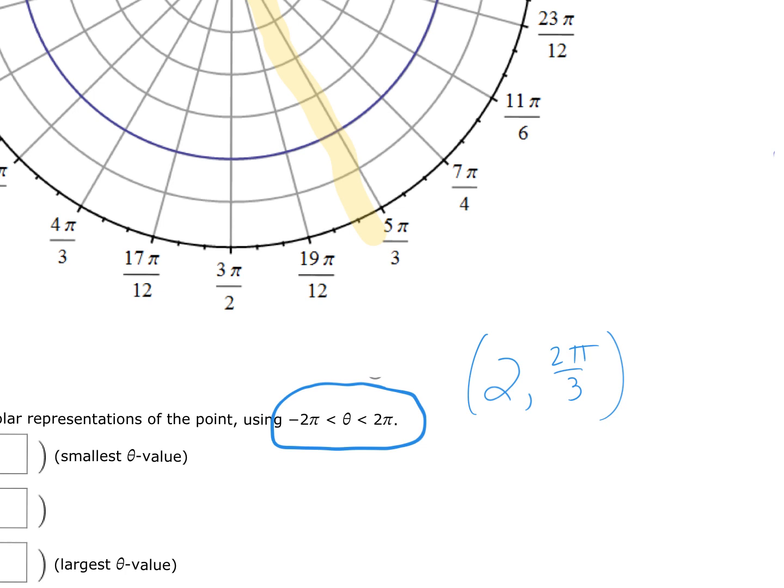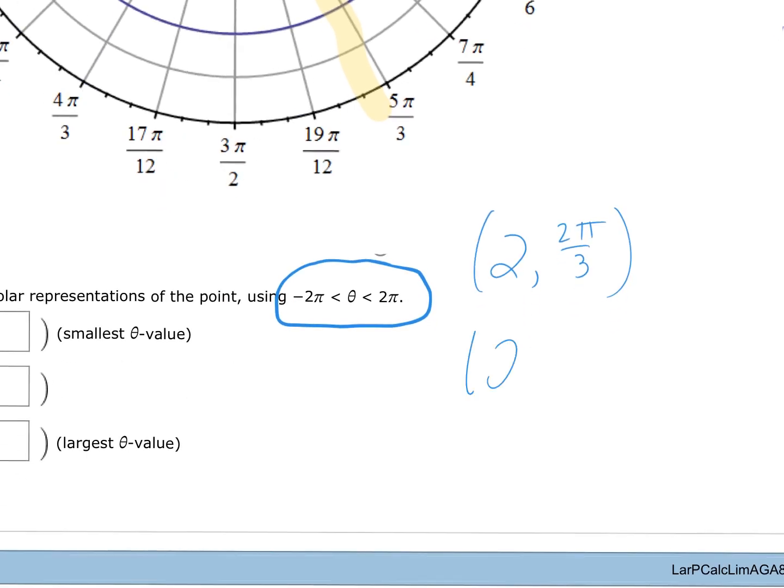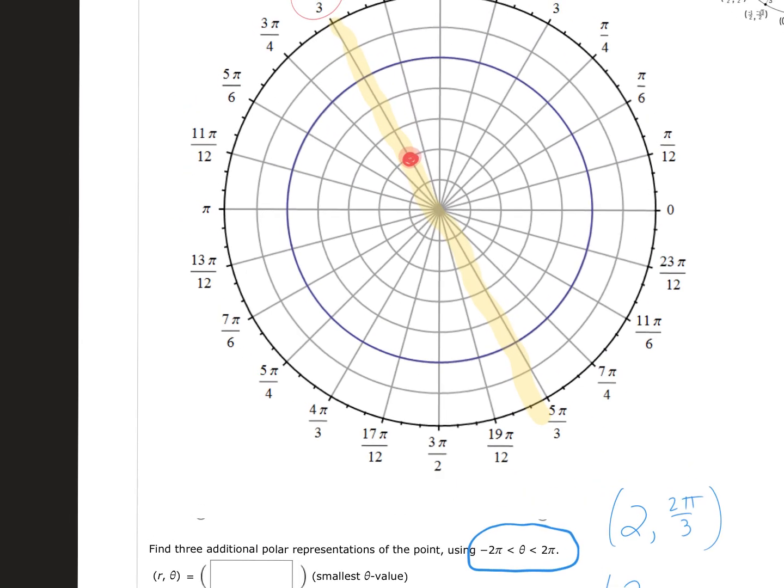So if I wanted to keep my R value the same, so I'm right here at this point, I would have to add or subtract what? One whole circle, 2 pi, either add or subtract. When you do that, guys, that's totally fine, but make sure it then falls in between the constraints.